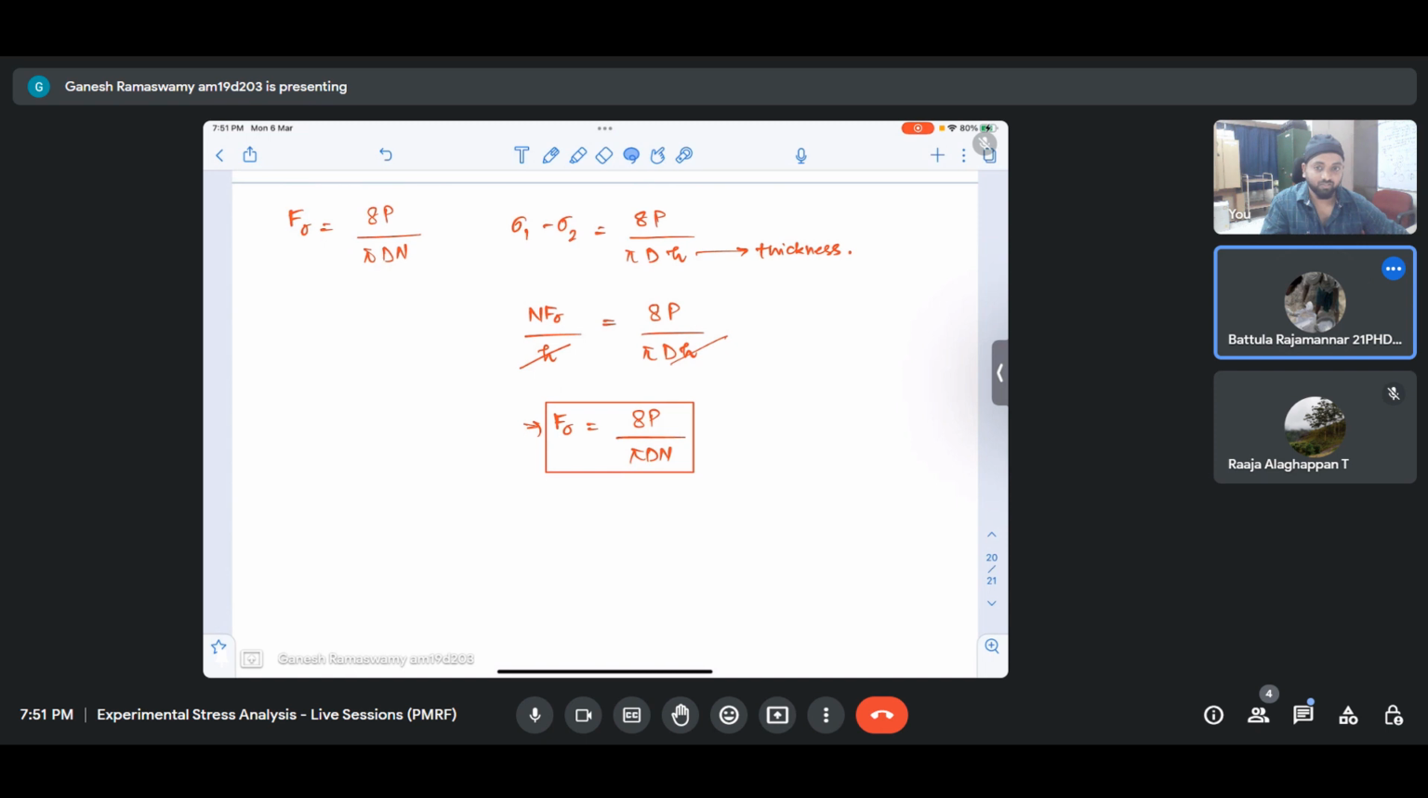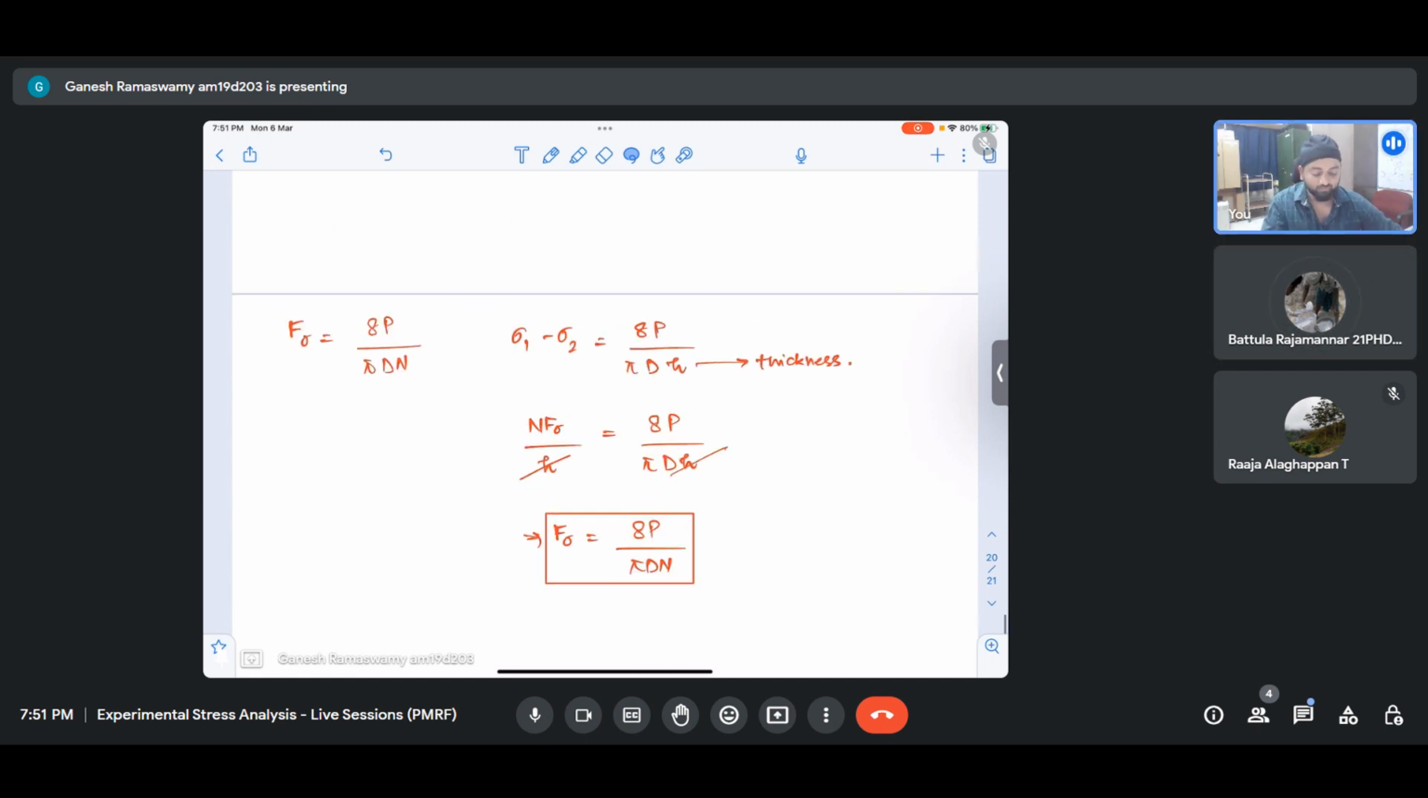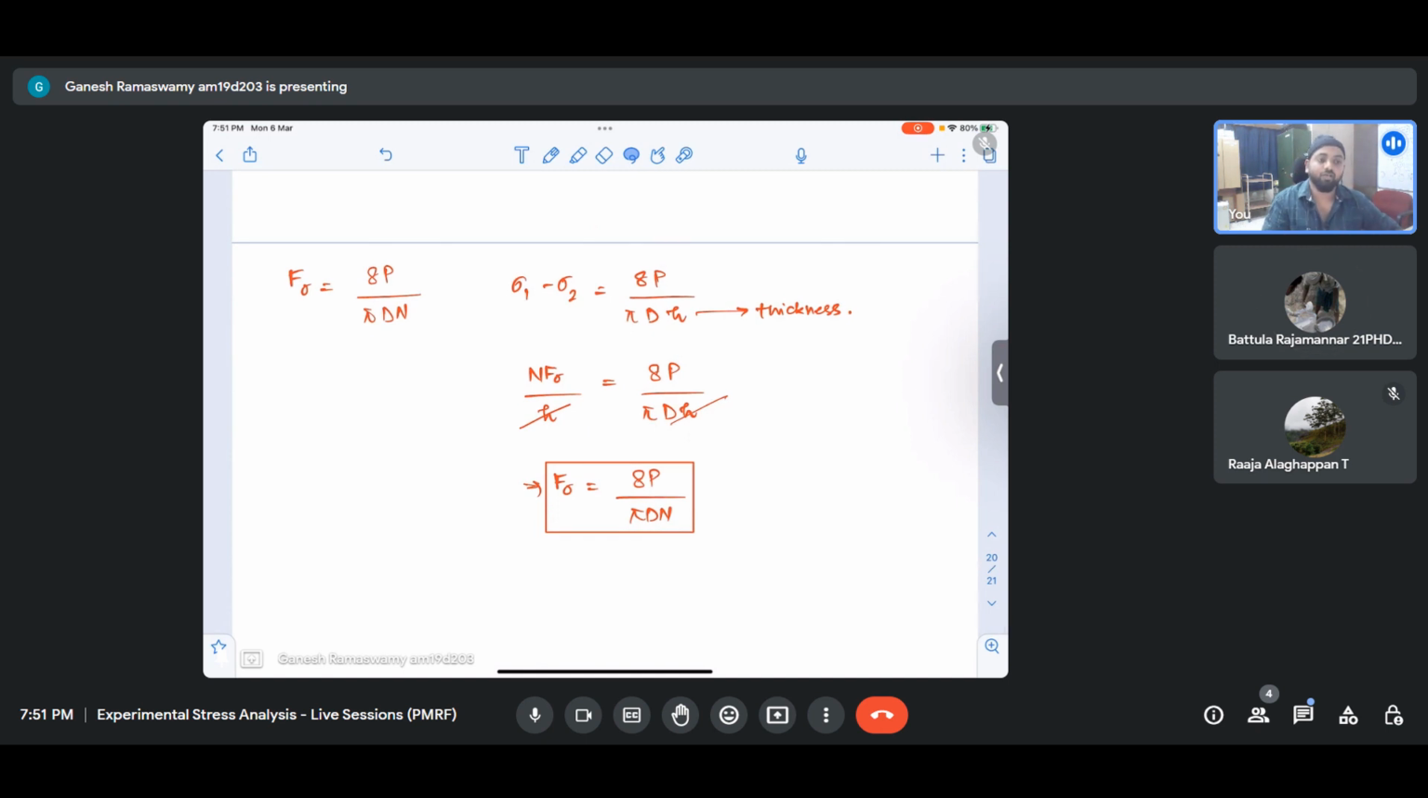Why not? See, you don't go by formula. You just go by first principles. Essentially, sigma 1 minus sigma 2 for a disk at the center point, taken to be the origin, comes out to be 8P by pi D h. From this route, you will be able to arrive at sigma 1 minus sigma 2. From the stress optic law also, you know sigma 1 minus sigma 2. So you can essentially see how this waters down.